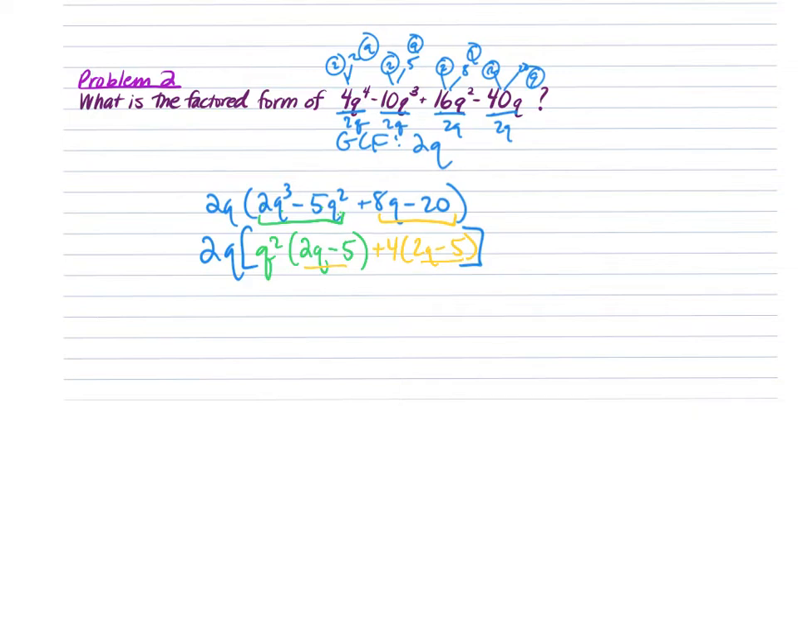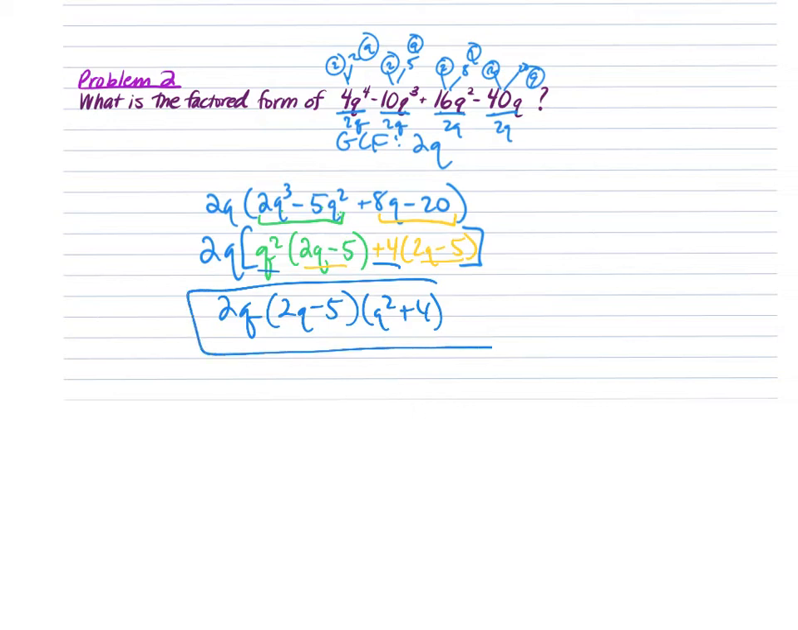And now we just need to pull out, we have our 2q, pull out our 2q minus 5. And then we're just left with our q squared plus 4. And that is the factored form. So don't forget about this GCF piece. It'll make things messy if you don't.